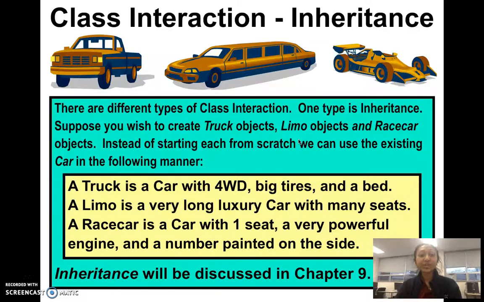Suppose you wish to create truck objects, limo objects, and race car objects. Instead of starting each of them from scratch, we can use the existing car in the following manner. A truck is a car with four-wheel drive, big tires, and a bed. A limo is a very long luxury car with many seats. A race car is a car with one seat, a very powerful engine, and a number painted on the side.